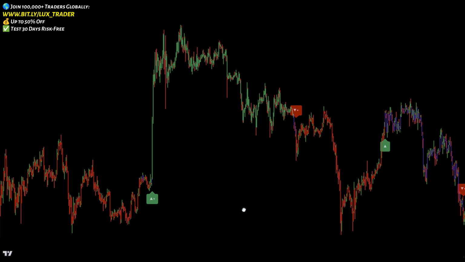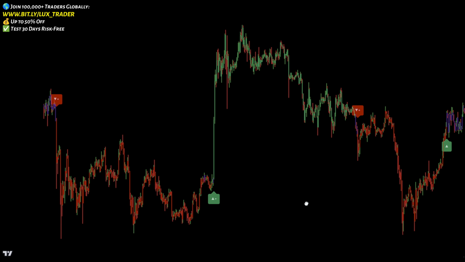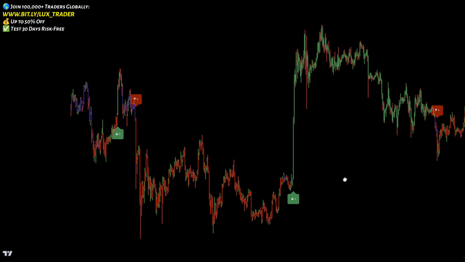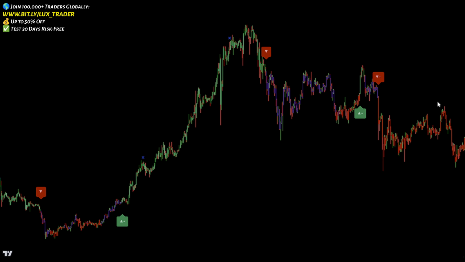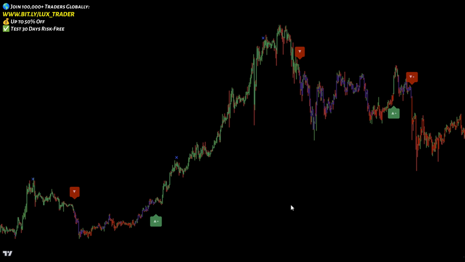Next, we have the buy and sell signals, which for me are the heart of this indicator. These labels are printed directly on the chart to highlight optimal entry points. A buy signal appears when the algorithm detects a strong buying opportunity, while a sell signal shows when it identifies a selling opportunity. These buy and sell signals are also known as confirmation signals, and they come in two types: normal signals and strong signals.